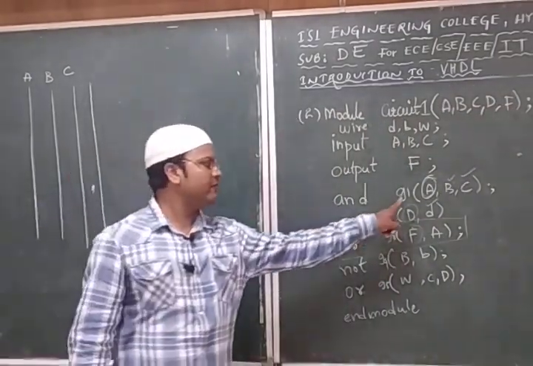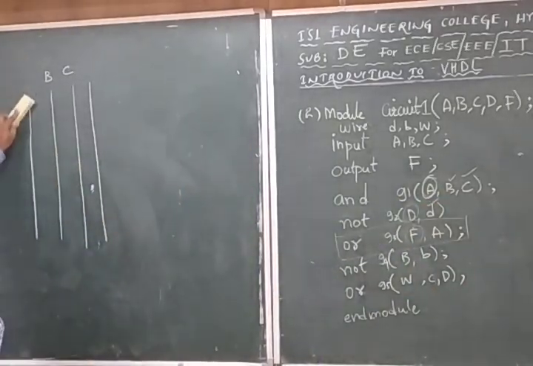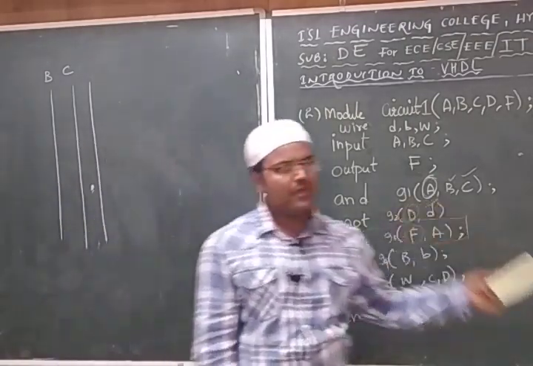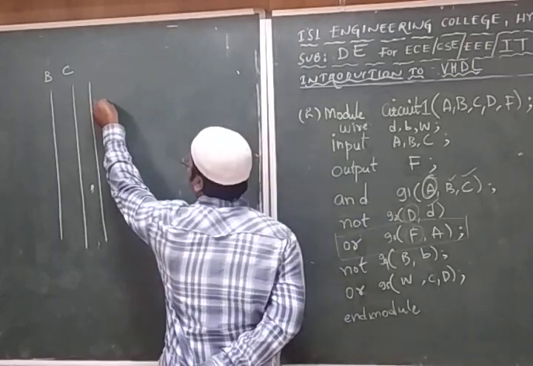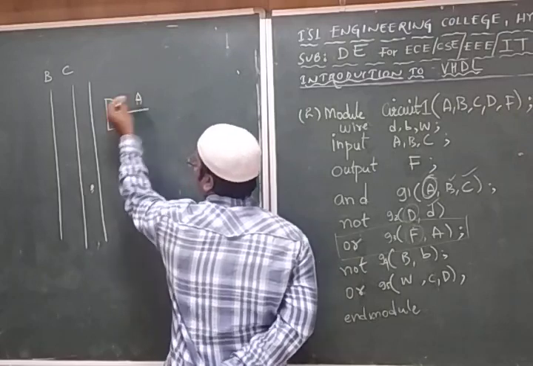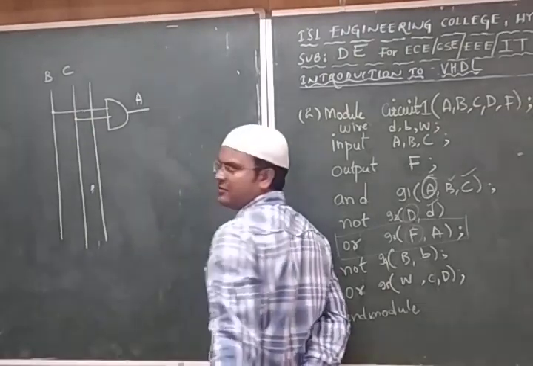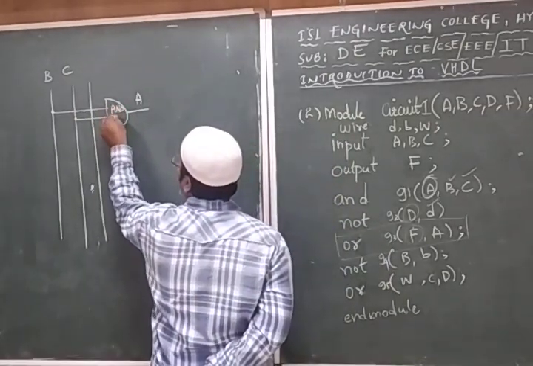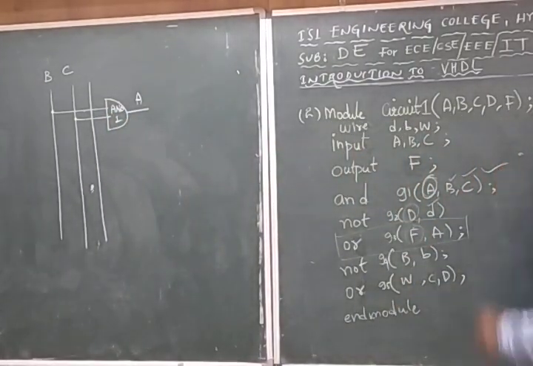In that, the gate G1 has output A, inputs B, C. So A should not be here; A should be at the output side. So what am I writing? A of B, C. B, C means I am writing the B and C values here. I'll connect one AND gate, right? This is my AND gate. The output of that would be A, and this is your B connection and C connection, right? That is the first AND gate. This AND gate is over.